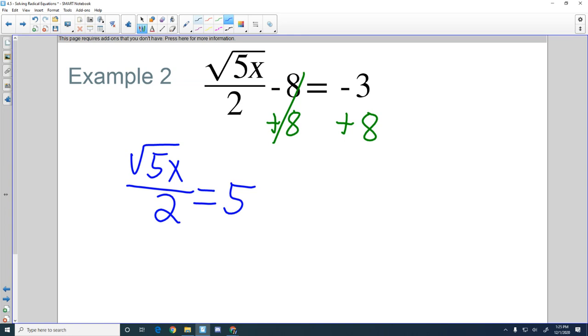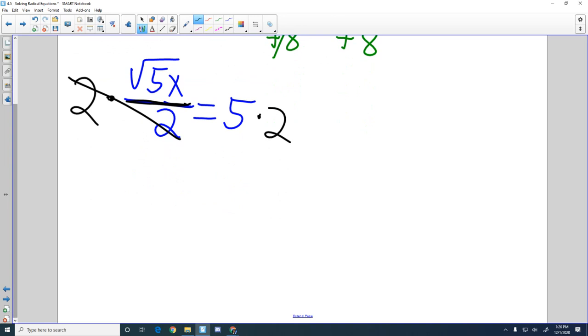Here, I want to get rid of this 2 on the bottom, and we're currently dividing by 2, right? That's what that fraction bar means. It means division. And the opposite of dividing by 2 would be multiplying by 2, right? Something times 2 and something divided by 2 would just cancel out. But if I multiply the left side by 2, I have to multiply the right side by 2. We cross those out, because that equals 1. Now I have the square root of 5x equals, well, 5 times 2 is just 10.